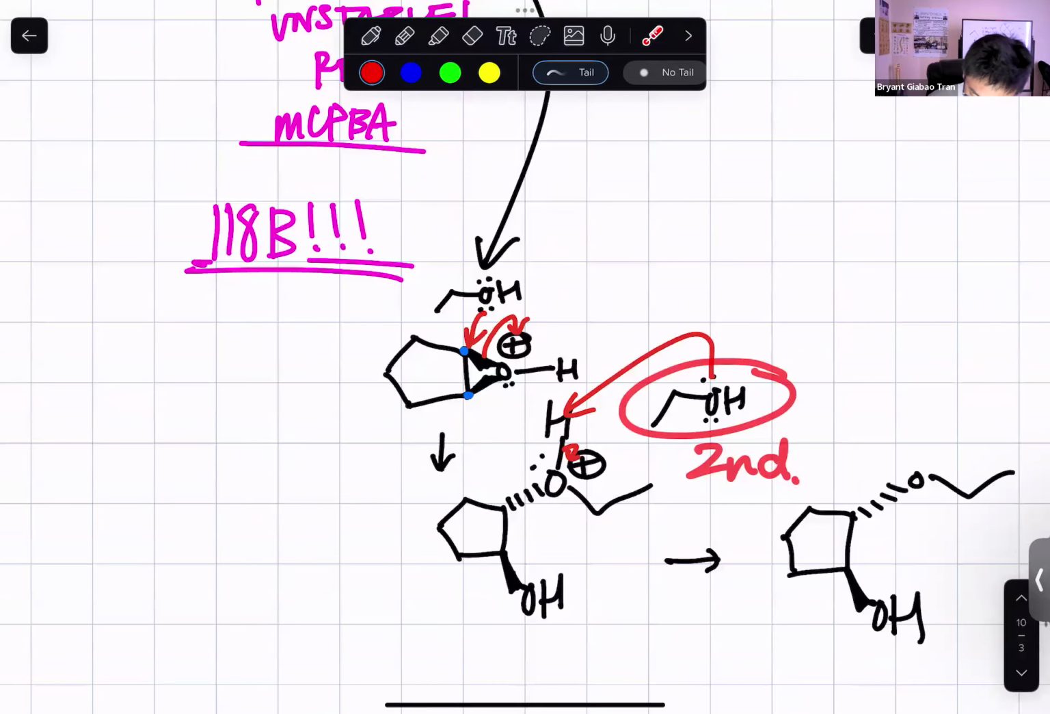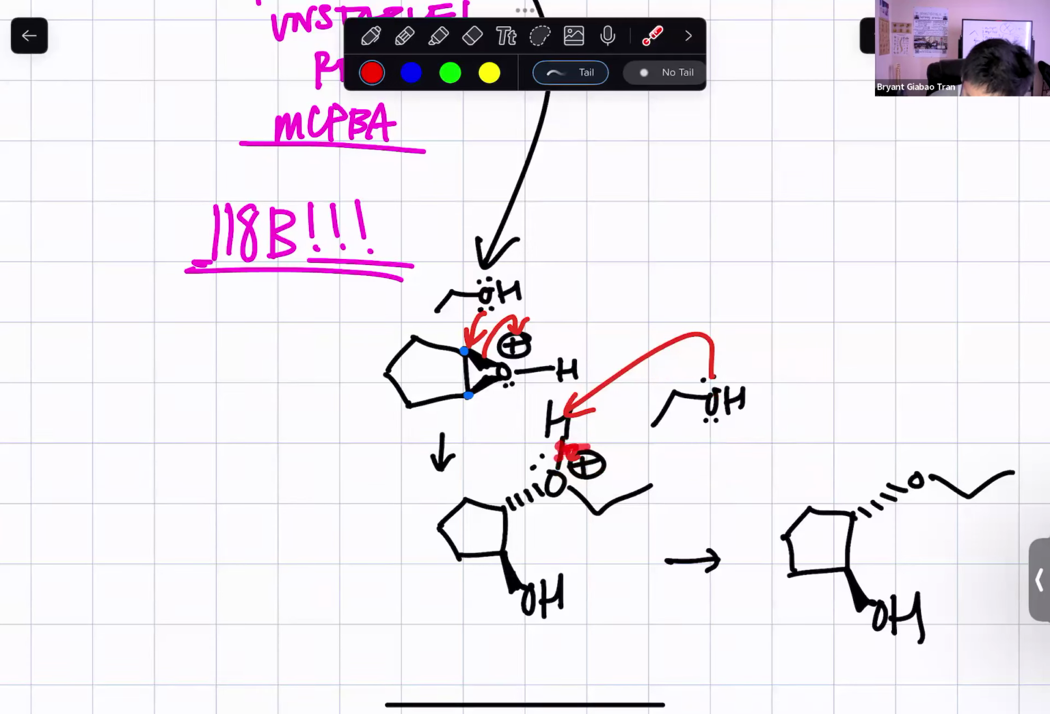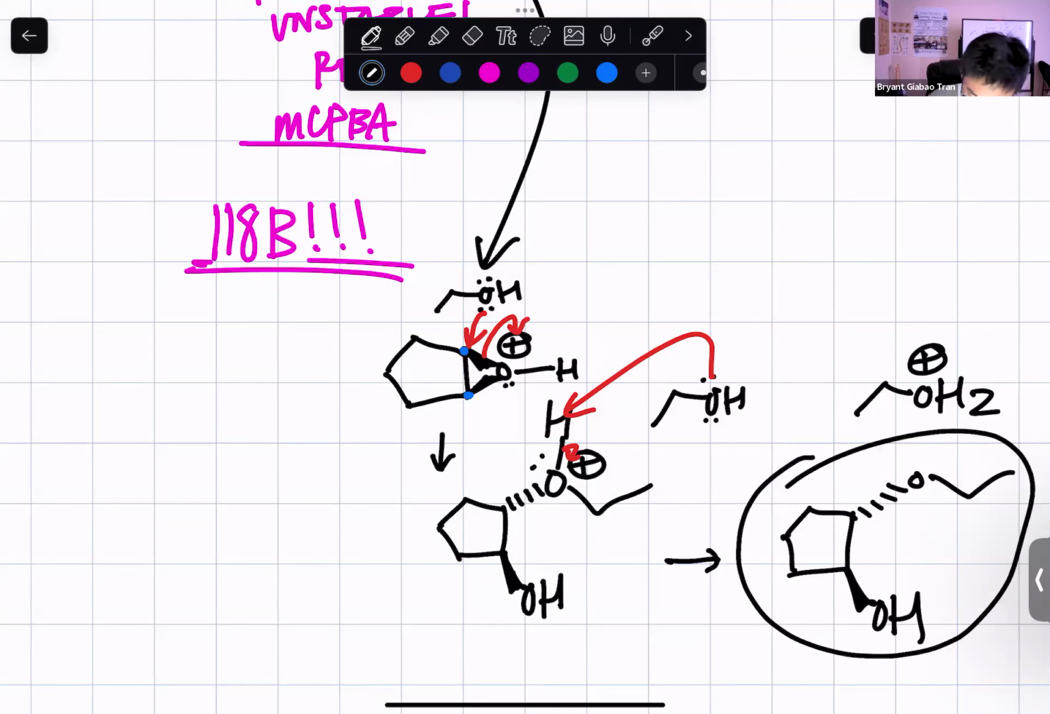We're going to bring in a second equivalent of it as a base to grab that hydrogen. And as this oxygen here is grabbing that hydrogen, the bond between that hydrogen and oxygen is going to break and go onto that oxygen right there, right? The 2 electrons from this bond right here are going to go onto that oxygen, making that oxygen neutral, right? And then if you were to draw out the conjugate acid of that, it would look like this. But we don't worry about that. We worry about this more, the major product.